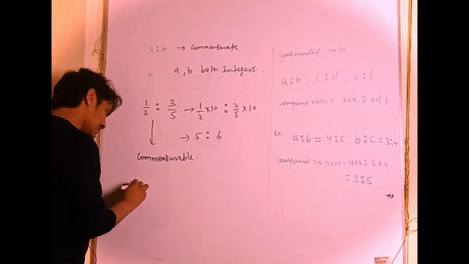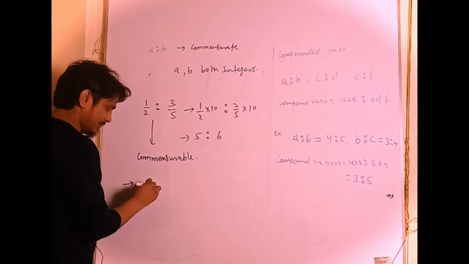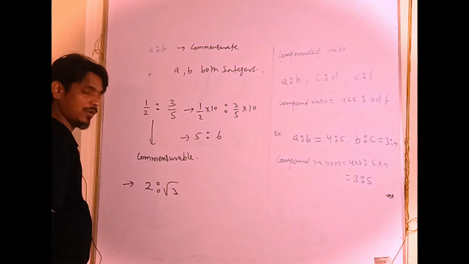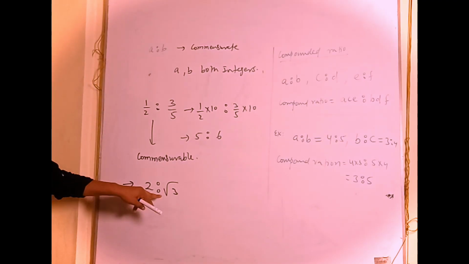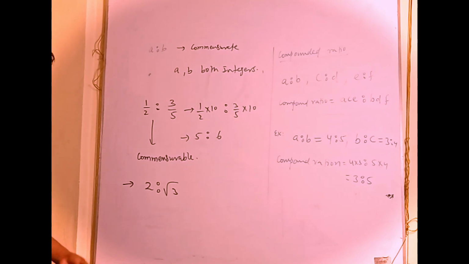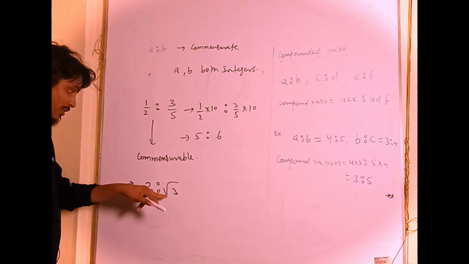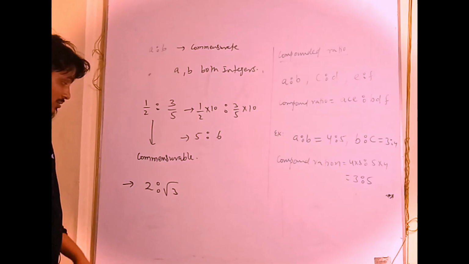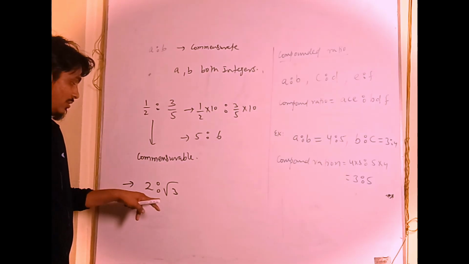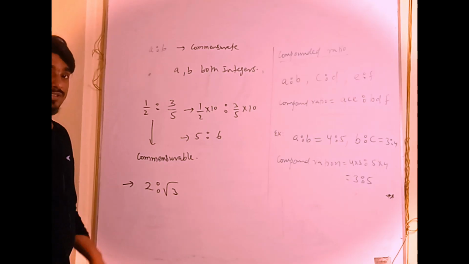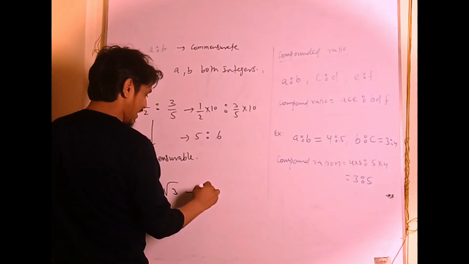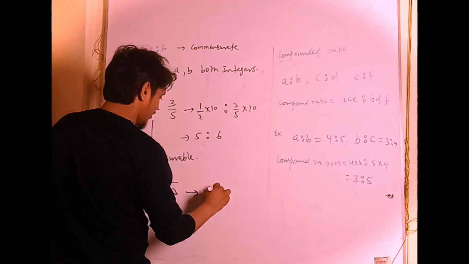But in this case, we are given 2 ratio root 3. Here 2 is an integer, root 3 is not an integer. It is not a rational number. So there is no way that we can convert both of these into integers. This ratio cannot be expressed with both antecedent and consequent as integers. So this kind of ratio we call incommensurable.